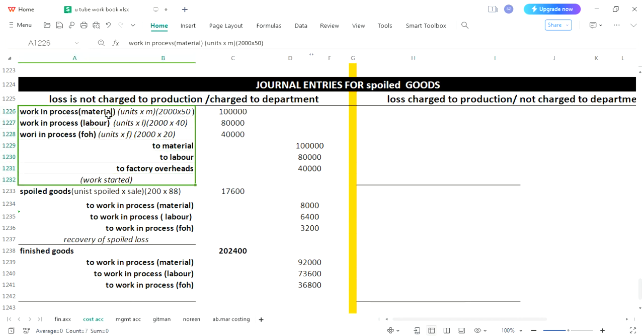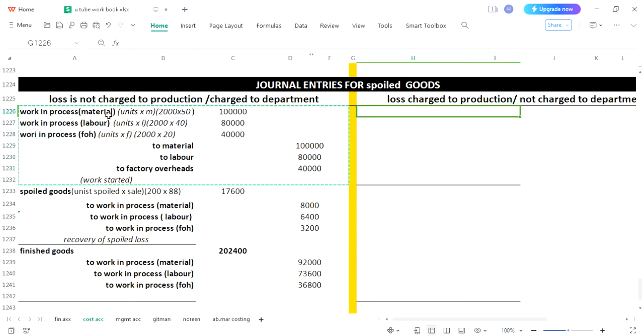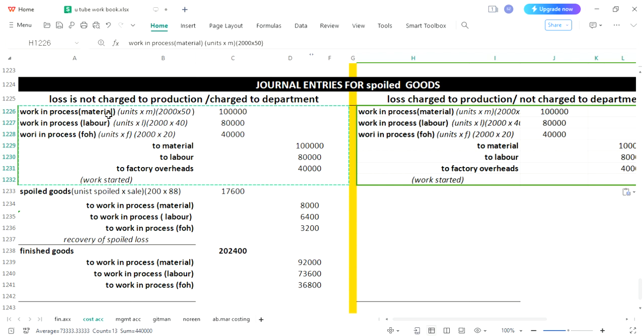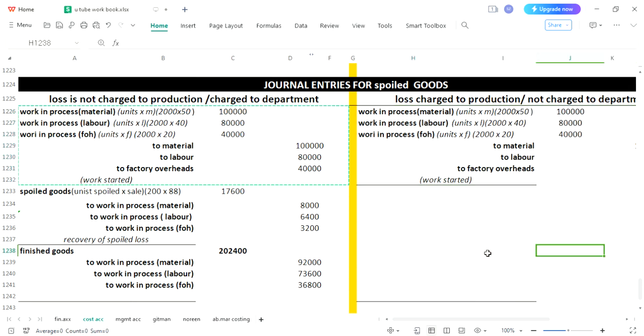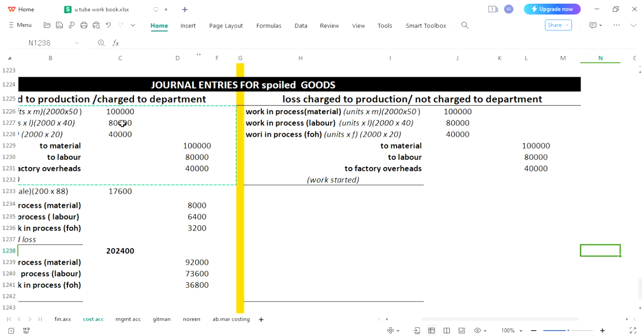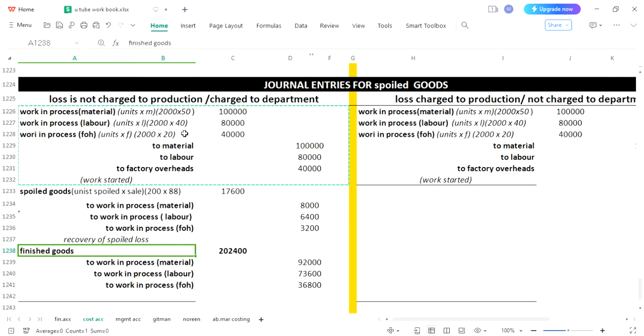I'm using Excel. It might be annoying for you. Why? Because you will not be able to copy it. Here I will use everything which is written on left side. Same amount, same entry would be repeated over here. You can see that nothing has been changed. Same amount, 1,80,40, 1,80,40, same inputs: work in process, material, labor, FOH. So nothing would be changed, either if it is not charged to the production or charged to the production.